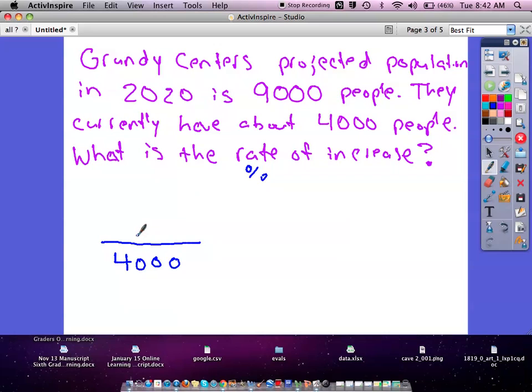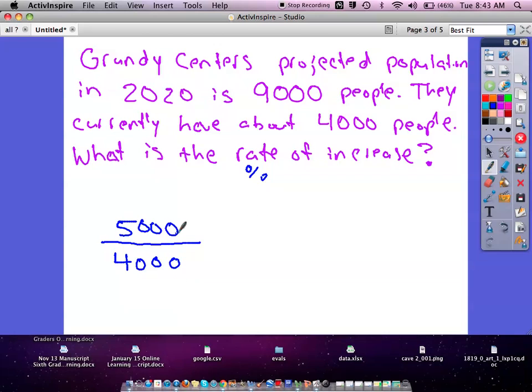Now, our top number needs to be the actual increase. We need the actual amount that we increased it. We didn't increase by 900 people or 9,000 people, because 4,000 and 9,000 would be 13,000 people. This is how many people will be in 2020. So I need to know how many we increased. Well, from 4,000 up to 9,000 is 5,000 people. So here's our problem right here, and we have it set up nicely.